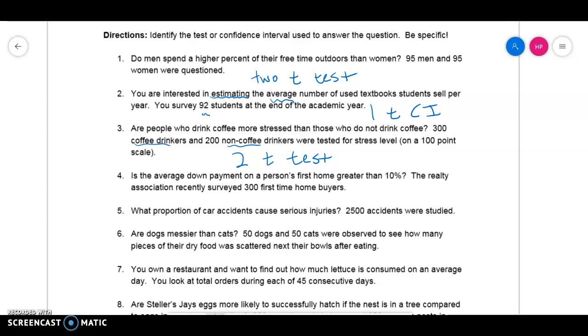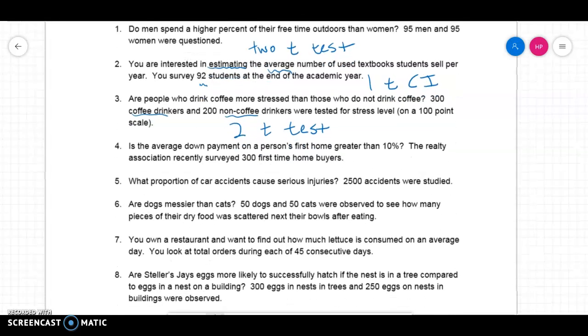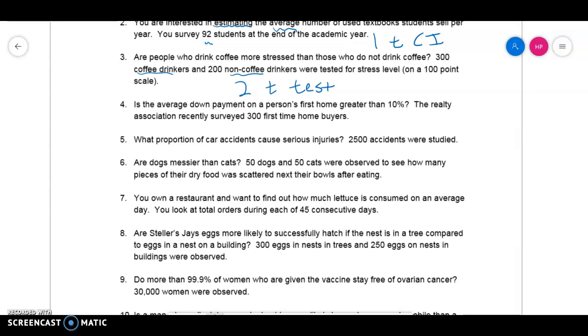Now, a lot of these tests we saw, we can use a confidence interval to answer that particular question. But just based on if our default is estimating versus answering the question, we estimate with confidence intervals, we answer with the tests. Number 4, is the average down payment greater than 10%? So this, again, you could figure out what 10% of their first home is. Asking 300 first-time buyers, is this average greater than or not? So this would be a one sample t-test, since we're dealing with just those 300.